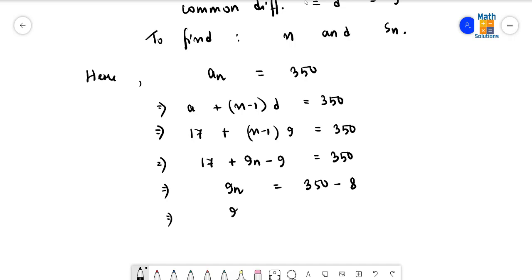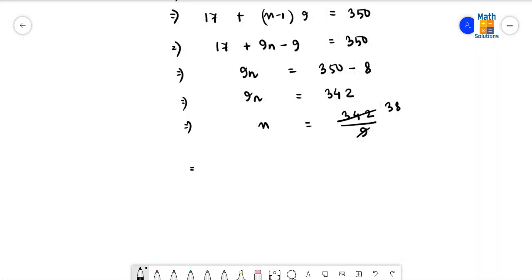So what we shall get, 9n is equal to 342. So value of n will be equal to 342 divided by 9. So it is 9, 3 nines are 27, 72, it is 8. So value of n comes as 38. So this is the required first result. Next we shall come to Sn.